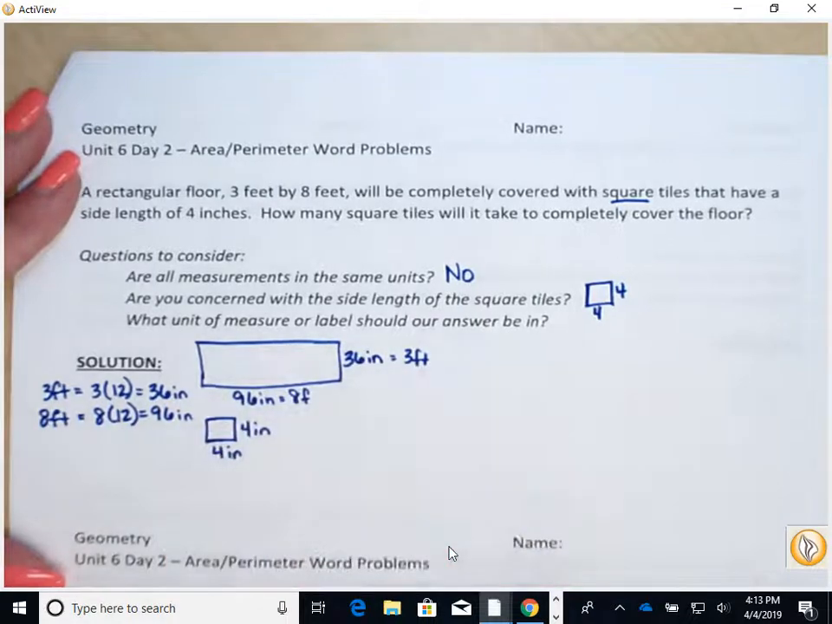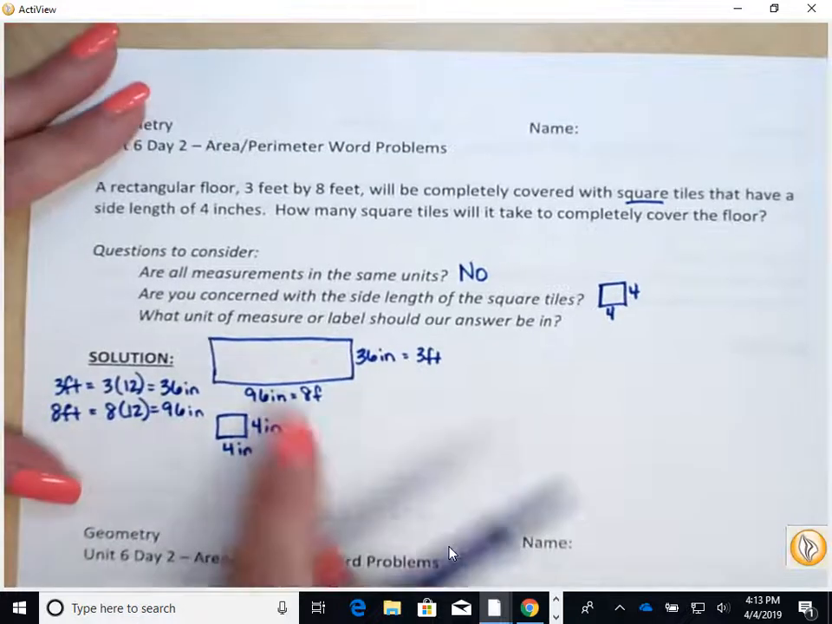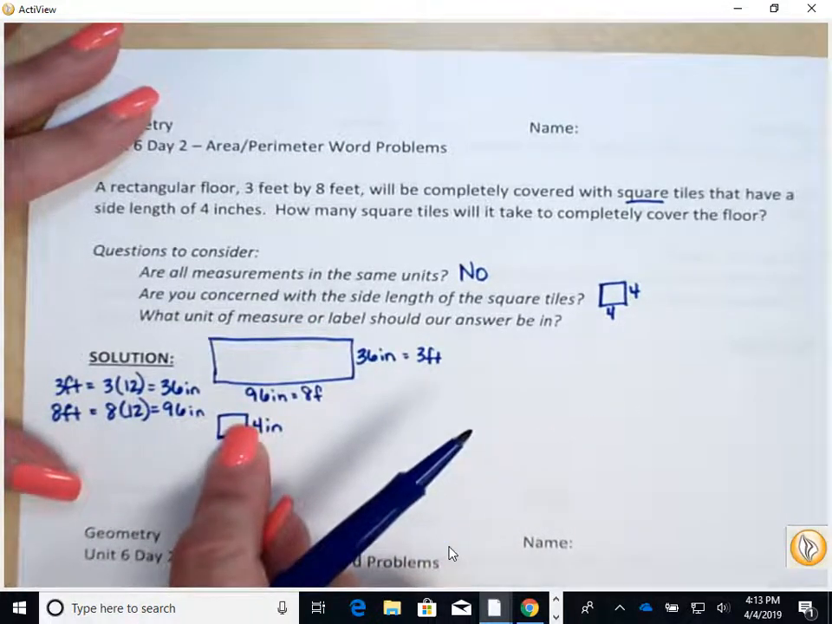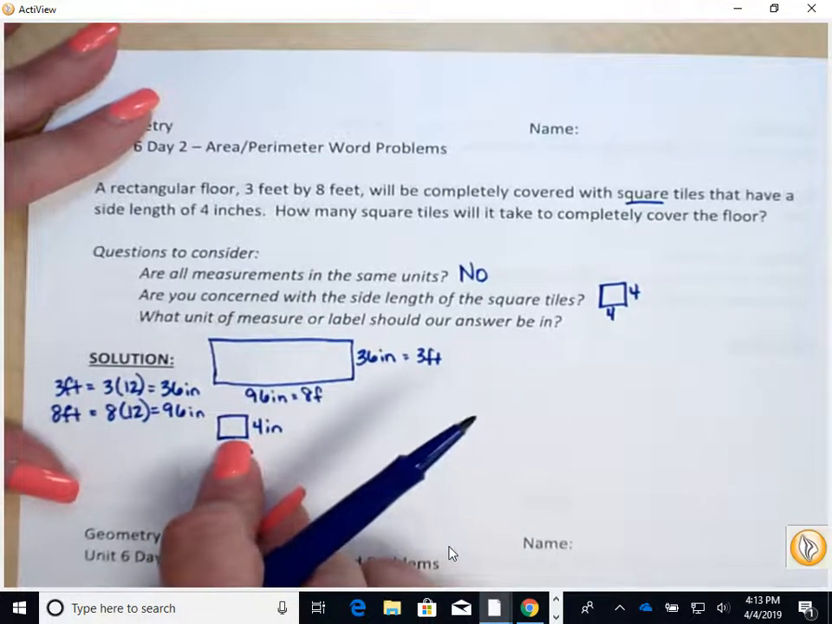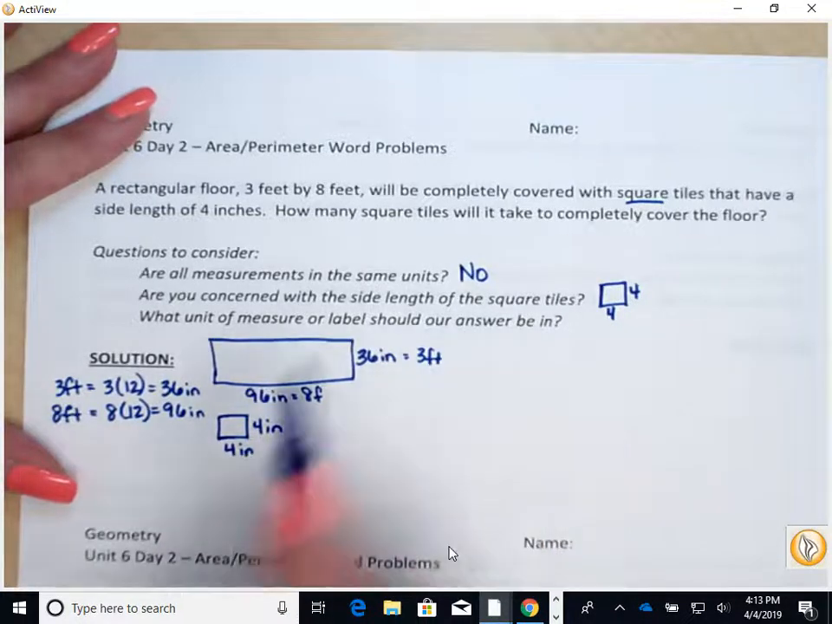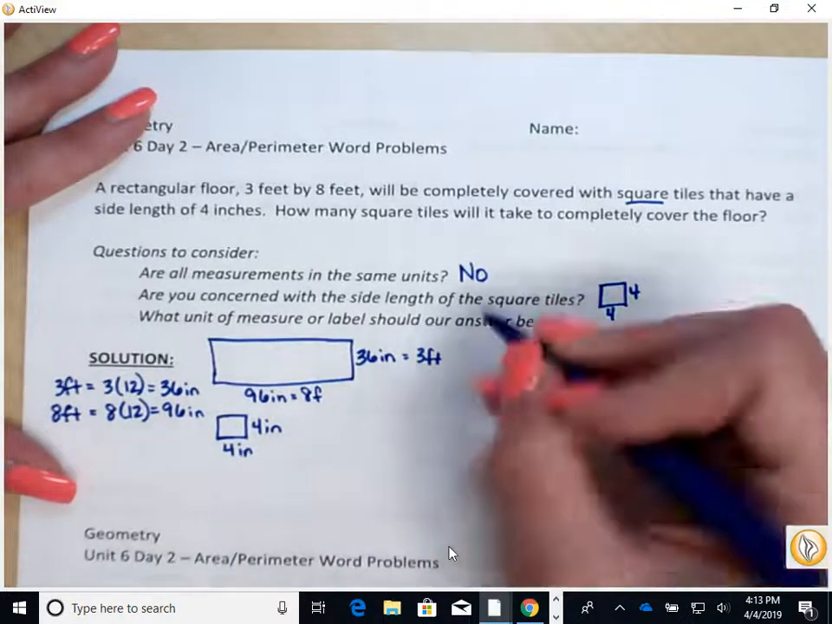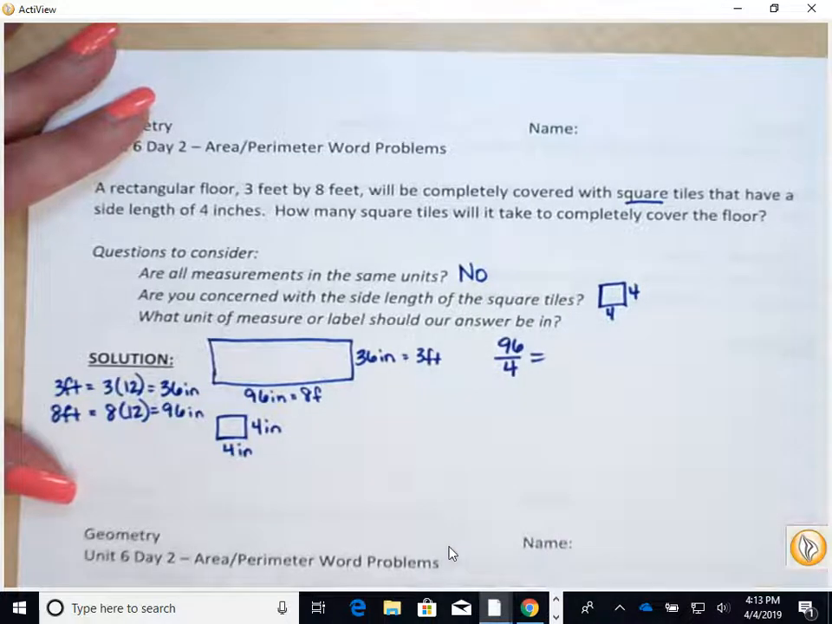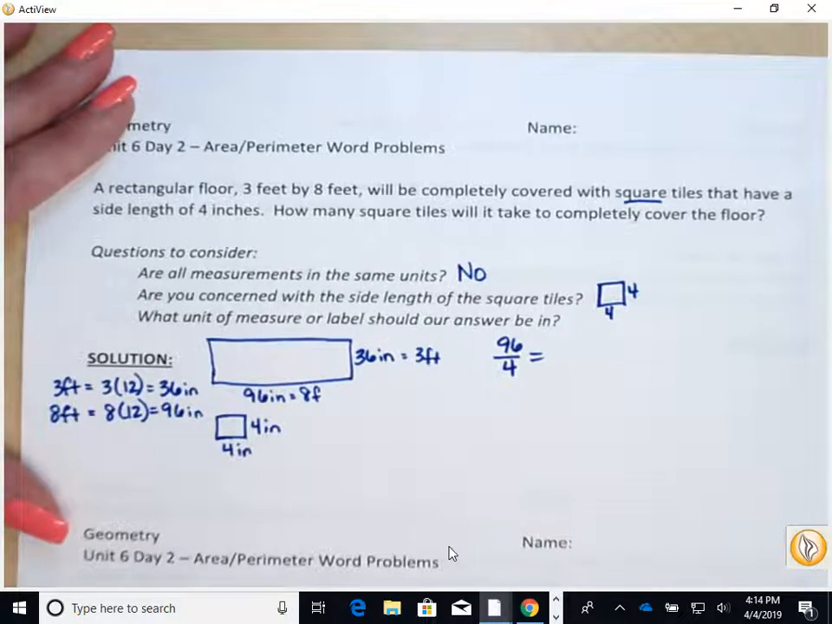So the way we can figure out how many tiles it's going to take to tile this floor is I can find the area of the rectangle, and I can find the area of one tile, and just take the area of the rectangle divided by the area of the tile. That's one way we could do it. There's multiple ways we could do that. Or I could see, well, how many times does 4 inches fit into this 96 inches? So I could do 96 divided by 4 to tell me how many tiles go across that way. And I get 24.